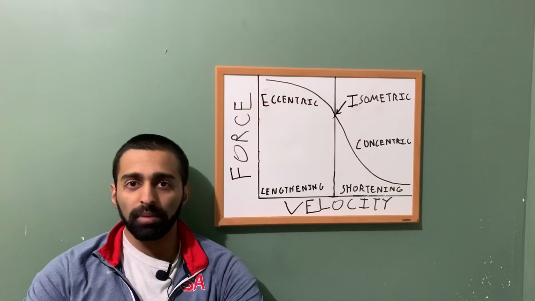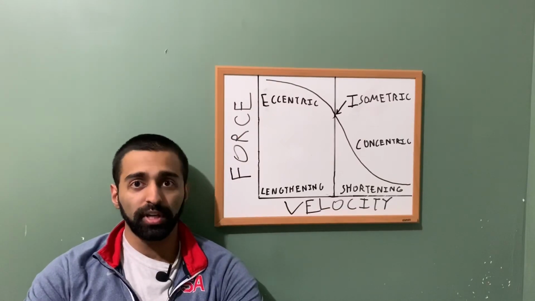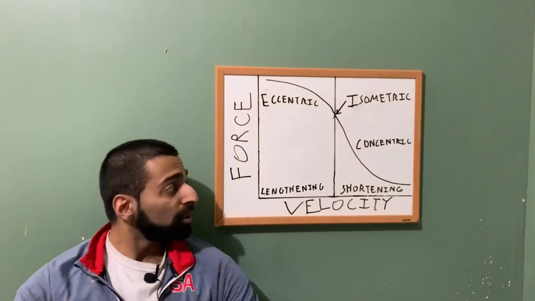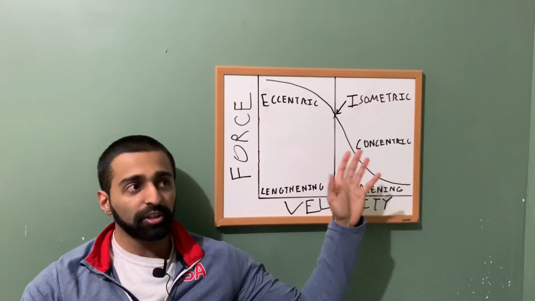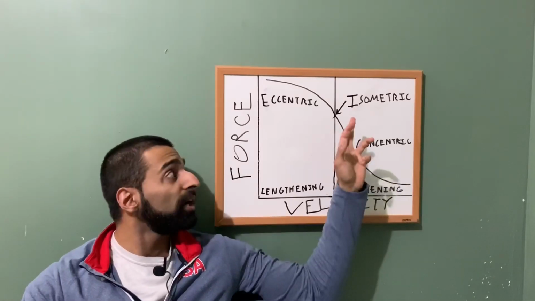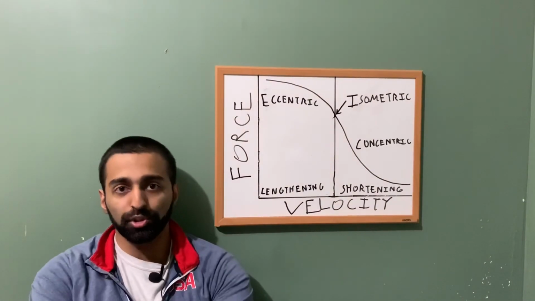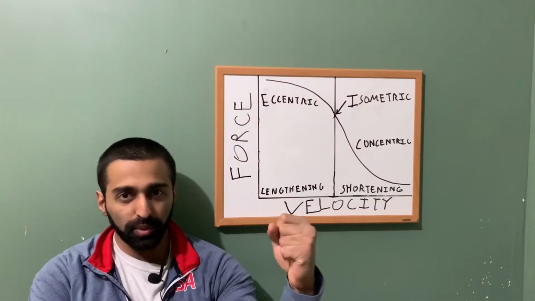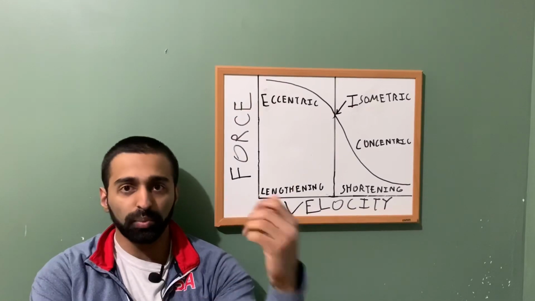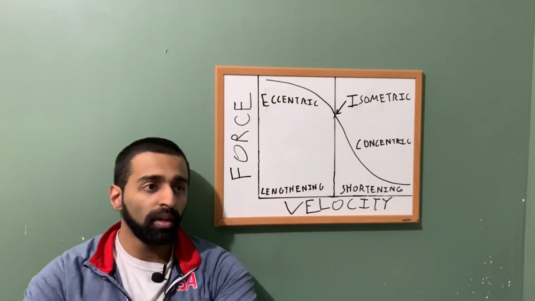Not too complicated, but something that's really important to understand when designing your own training program. So we have three main areas we're going to focus on: concentric, isometric, and eccentric. And these are different muscle contractions. Concentric is when you're shortening the muscle, isometric is when it's staying in one spot, and eccentric is when you're lengthening, all under tension.